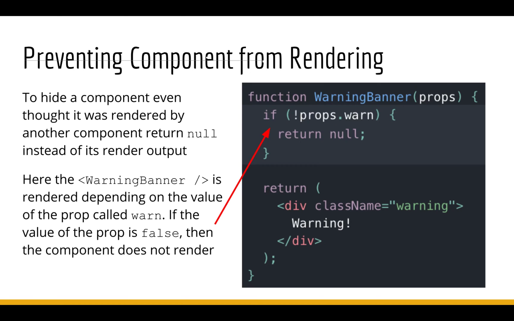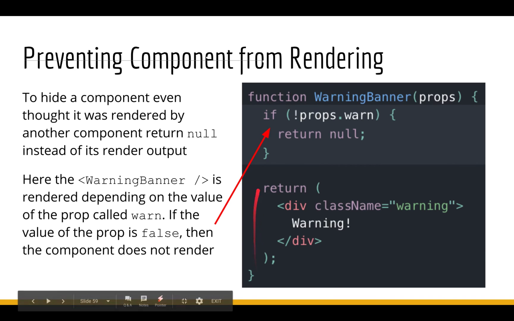And so here we're going to hide the warning banner when there's no props.warn being passed in. The way we're doing that is just returning null. So when the warning banner is rendered, depending on the value of the prop called warn, if the value of the prop is false, then the component does not render. But if the value is true, then this if expression does not get evaluated, and then we just have our normal warning.